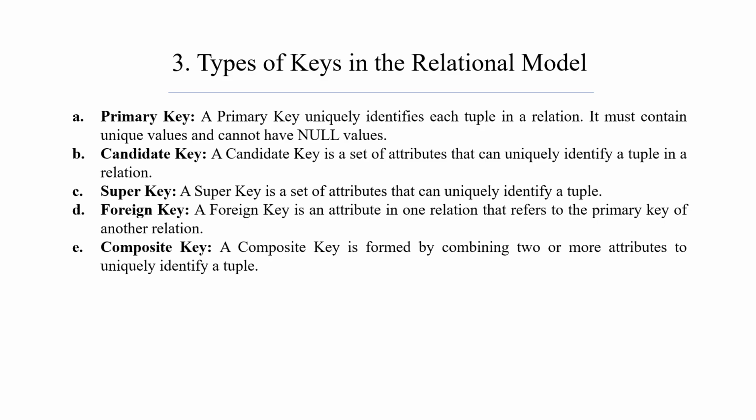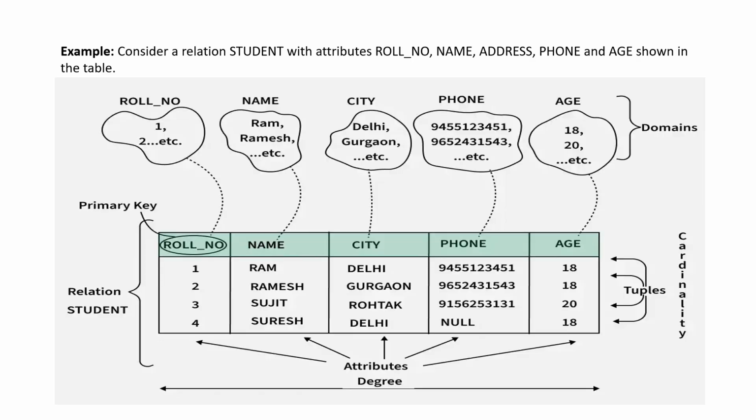Now super key. A super key is a set of attributes that can uniquely identify a tuple. The candidate key is a part of a super key. The super key also consists of a set of attributes like roll number, city, age, phone number, etc.